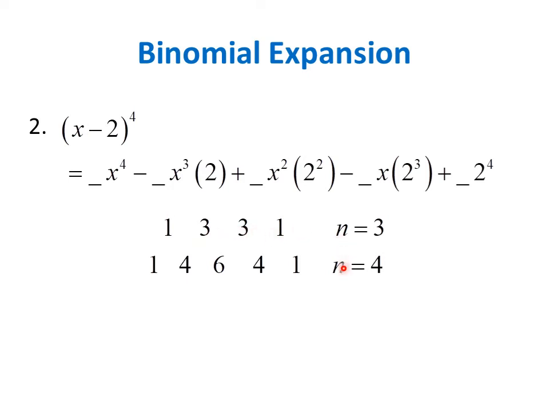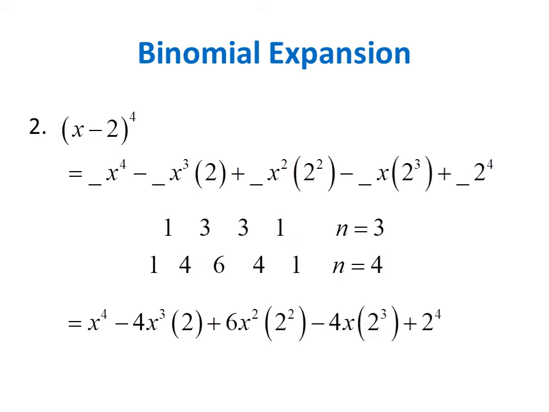So for the line for n is equal to 4, we have to add two adjacent numbers. So 1 plus 3 is 4, 3 plus 3 is 6, 3 plus 1 is 4, and add 1 on both sides of the list. Okay, so if we insert these coefficients into the terms, we have 1 times x to the 4, that's x to the 4.